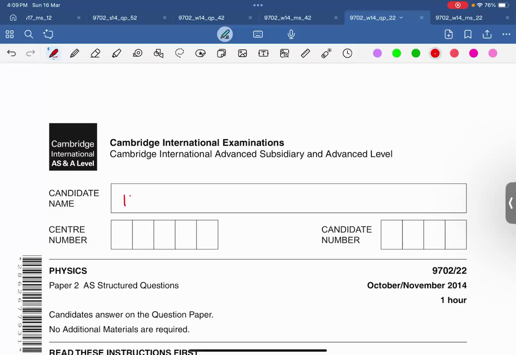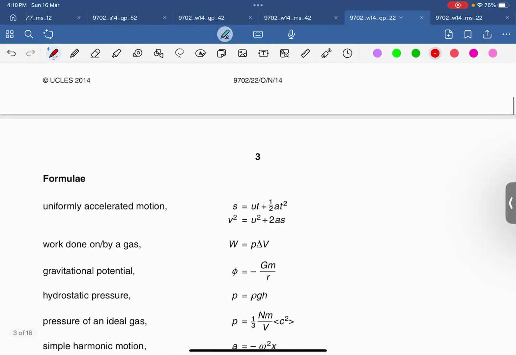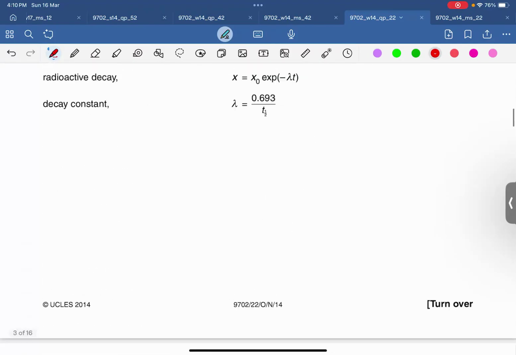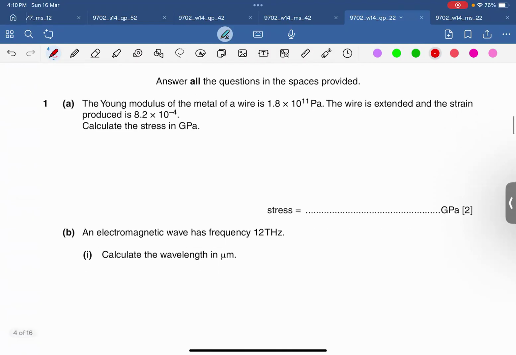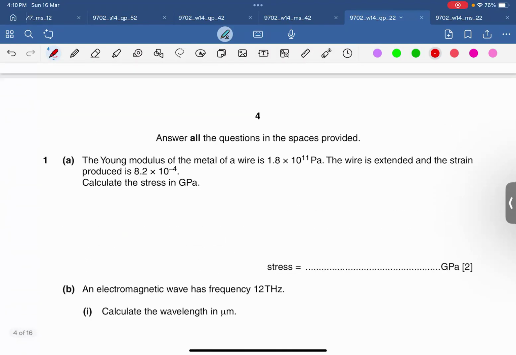Fine. So I am doing the paper. Okay, and this is November 2014, question 22. Okay, done, no problem. Ajay, Irfan, can you read the question, please?